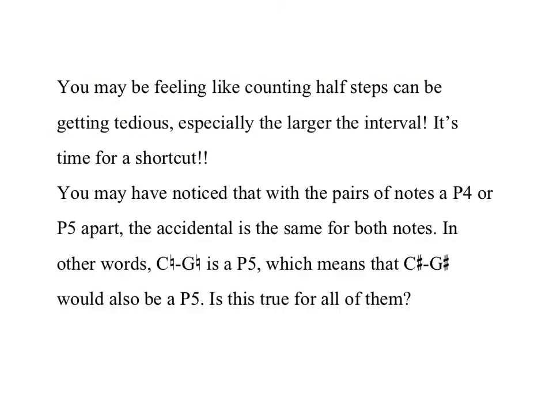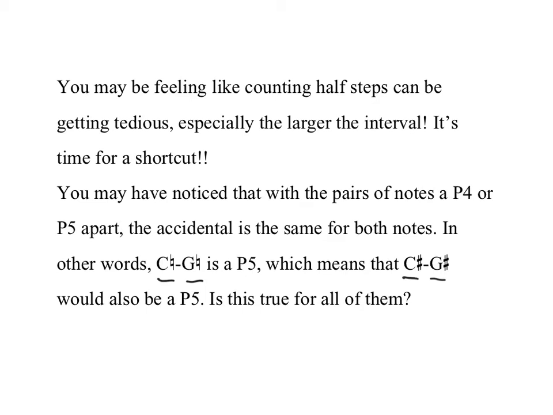You may be feeling like counting half steps can be getting tedious, especially as the intervals get larger. So it's time for us to learn a shortcut. You may have noticed that for pairs of notes a perfect fourth or a perfect fifth apart, the accidental is the same for both notes. In other words, C natural to G natural is a perfect fifth, which also means that C sharp to G sharp is a perfect fifth.